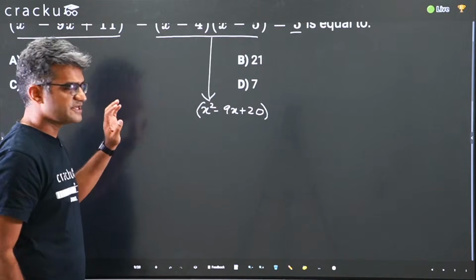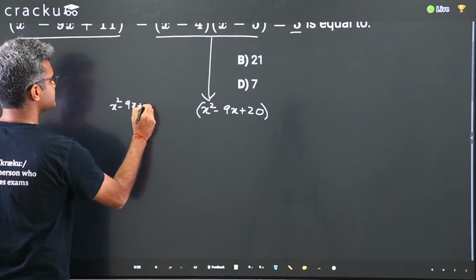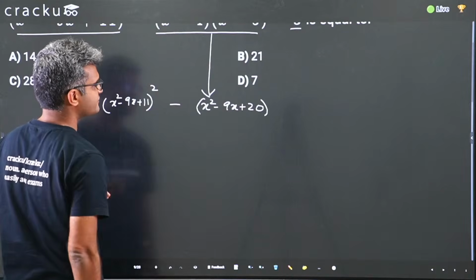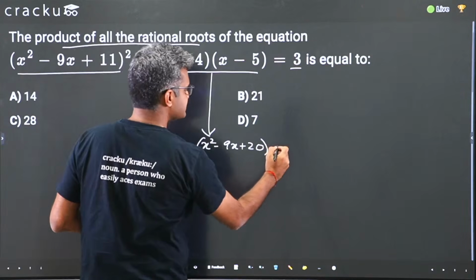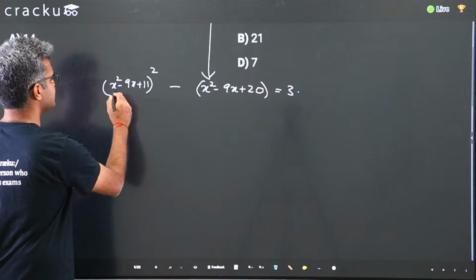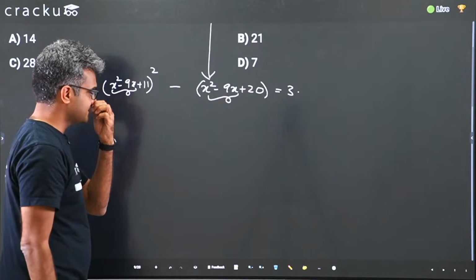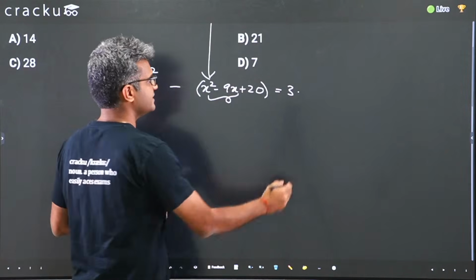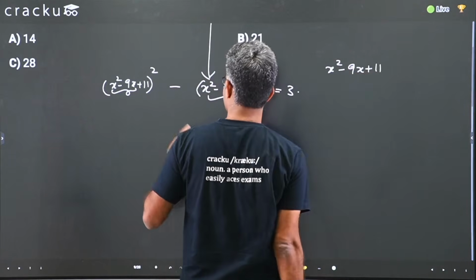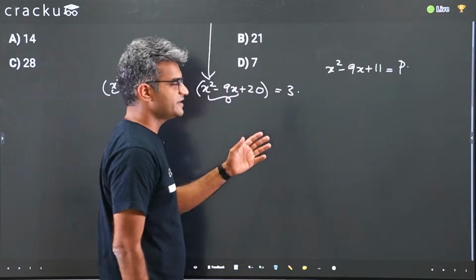So the given expression is (x² − 9x + 11)² − (x² − 9x + 20) = 3. Now one way to look at it is, the first term contains x² − 9x. The second term also contains x² − 9x. So let us see if we can make x² − 9x + 11, which is basically the first term, equal to a new parameter, and let us call it a variable p.